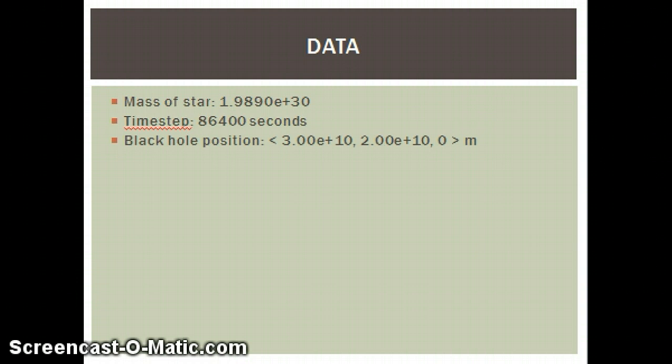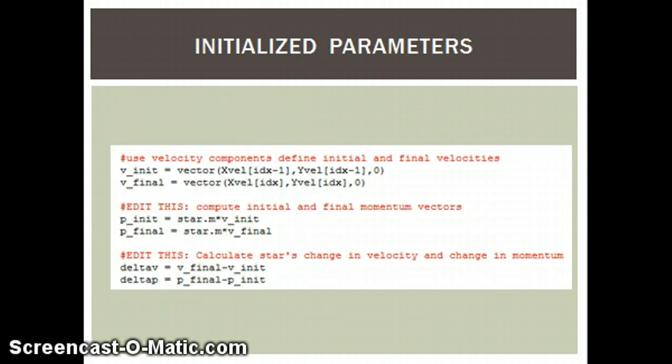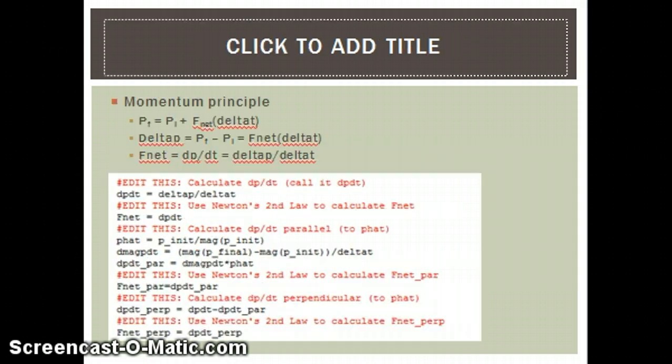The star data file was iterated throughout the program to find the changes in positions. Then it was used to find an initial and final velocity, and then used to find an initial and final momentum. In these lines of code, you can see the initial and final velocity and the initial and final momentum. These are also some of the other initial parameters for the code.